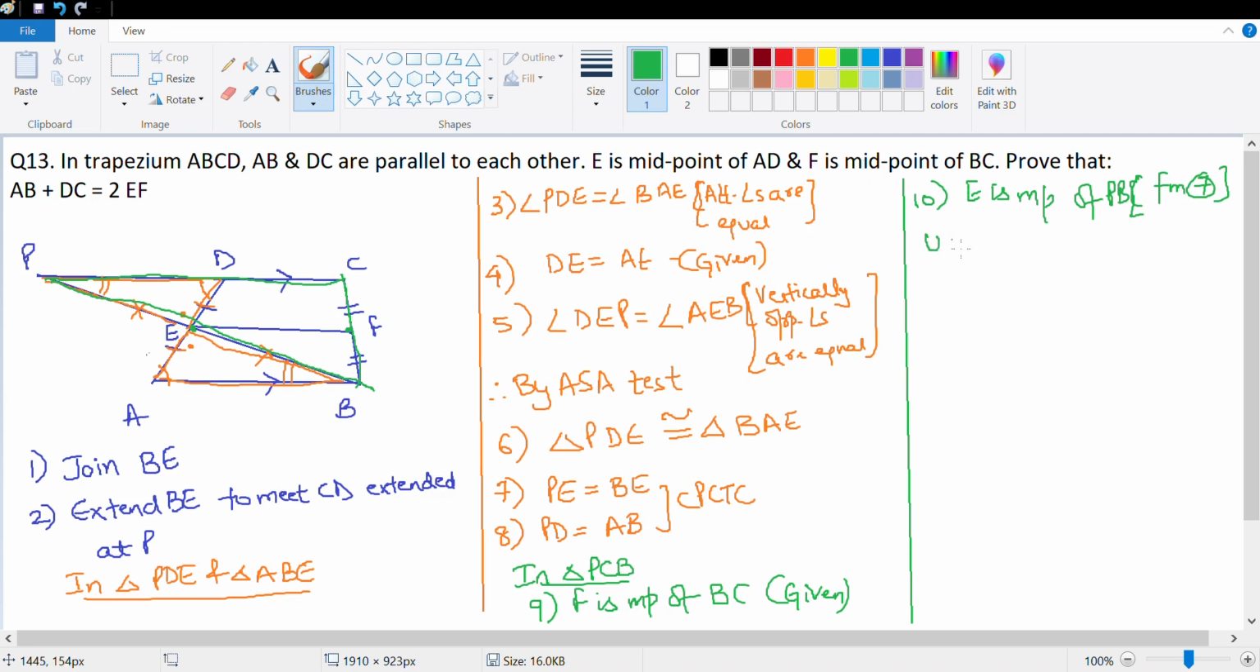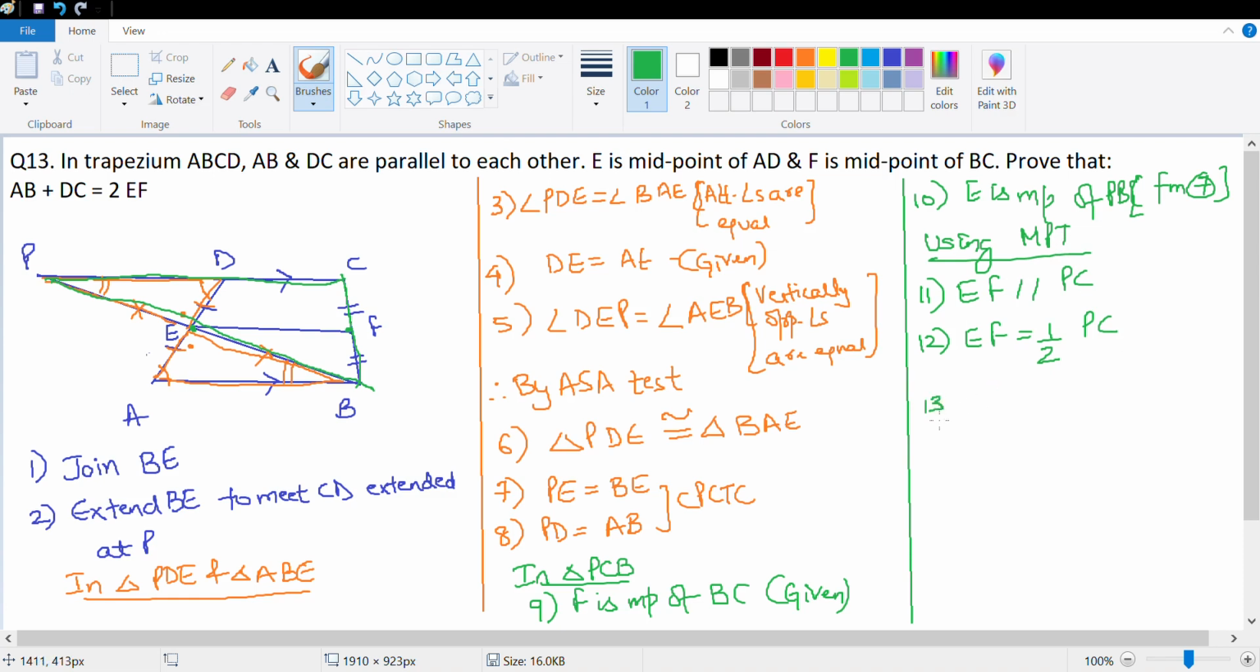So using the midpoint theorem, what do I get? Using the midpoint theorem, I'll get number 11, which is EF is parallel to PC, and I will get EF is equal to half of PC. Perfect. So these are the two things that I get from using the midpoint theorem in the triangle PCB.